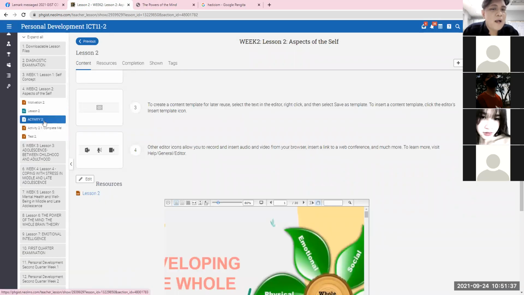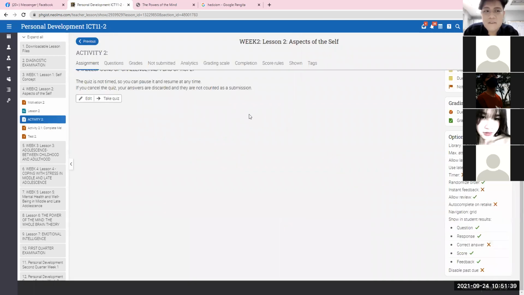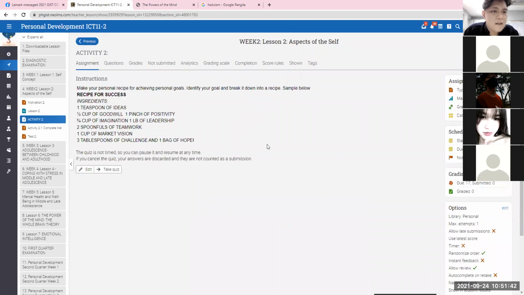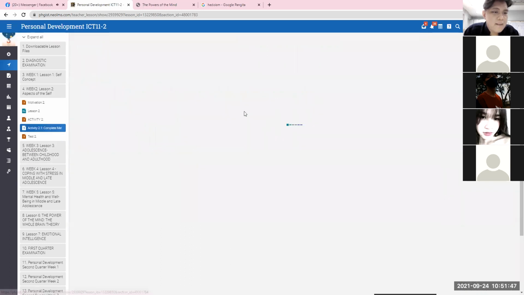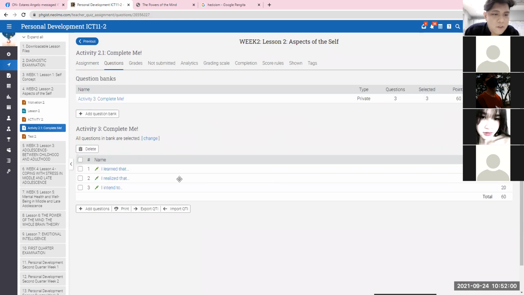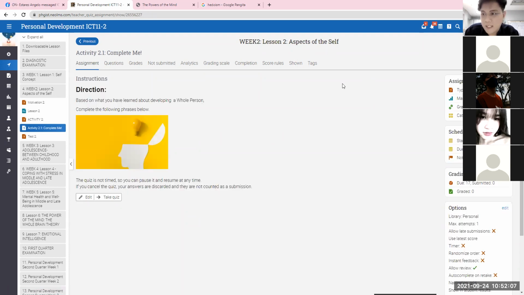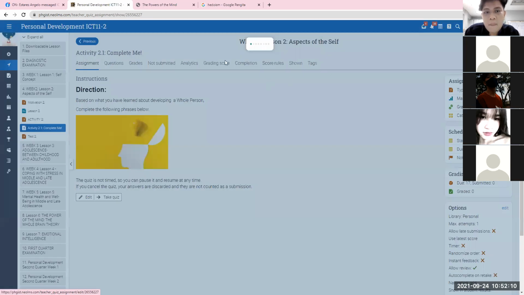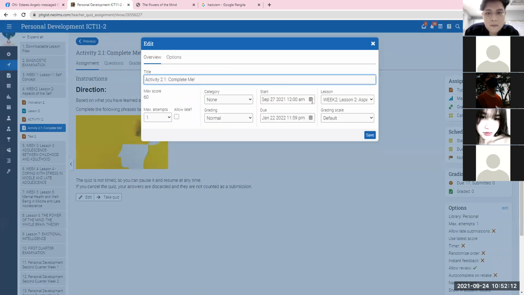Okay, so let me now share my screen and open your activities. So the first one is, okay, wag na yan. Okay, next natin, complete me. Based on what you have learned about developing a whole person, complete the following phrases below. Okay, so we have different questions, no? Ayan, so 20 points, 20 points, 20 points. So kayo na bahala mag-sagot niyan. So it's a quiz tayo, so ibig sabihin, sa LMS kayo mismo sasagot.